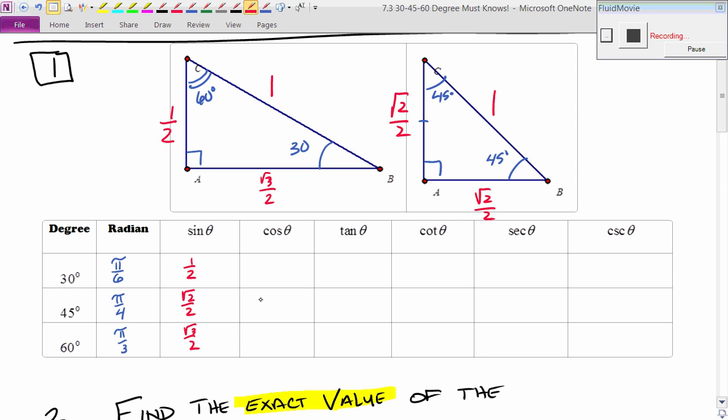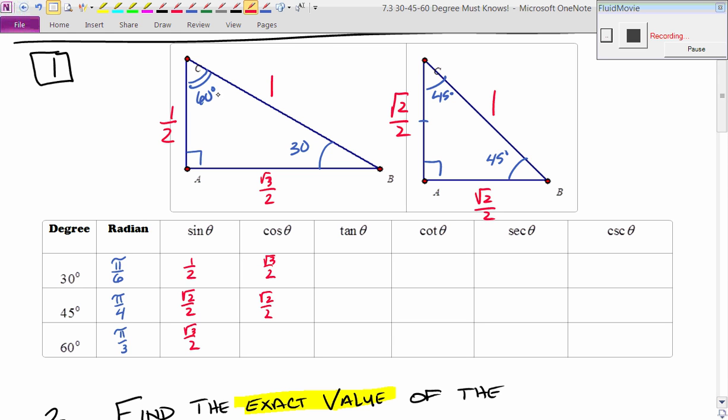45. Aren't they the same? So that has to be rad 2 over 2. And isn't it true that the cosine of 30 degrees has to equal the sine of 60 degrees? Because they are complementary cofunctions. So the cosine of 30 degrees would have to be what, you guys? Very good. Rad 3 over 2.